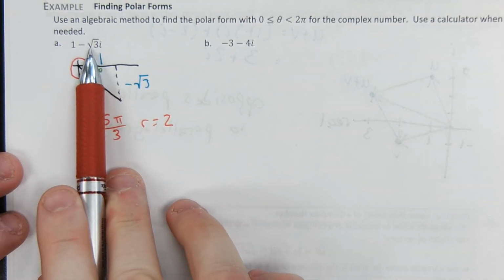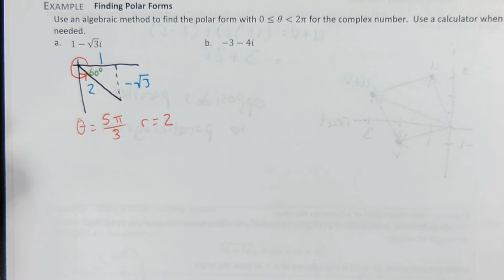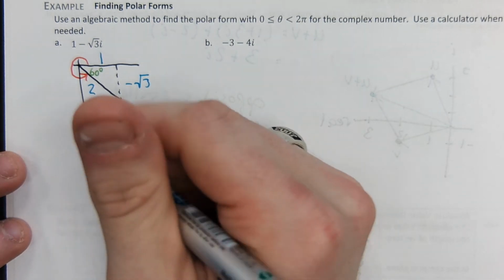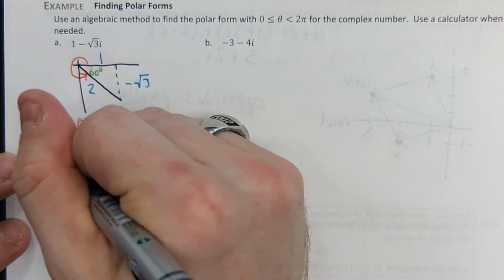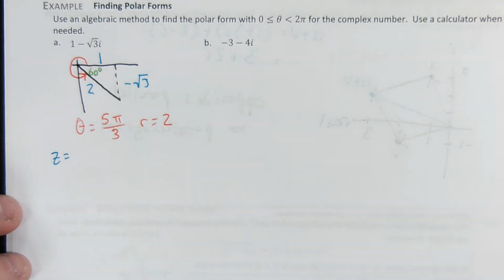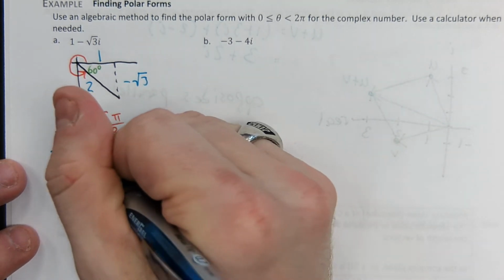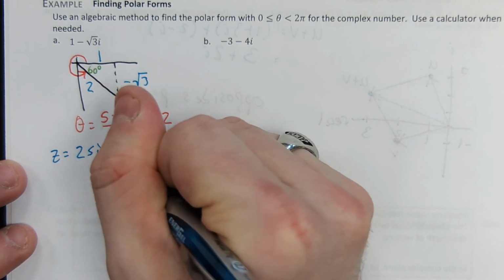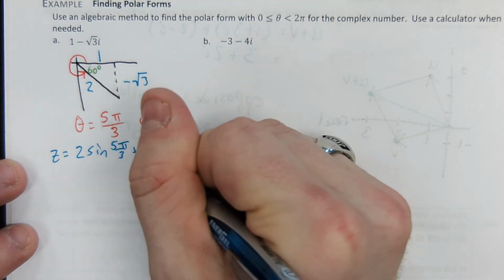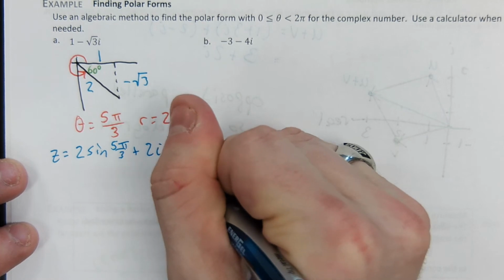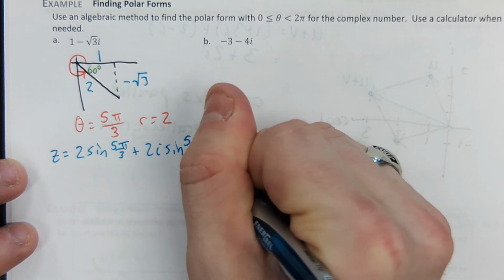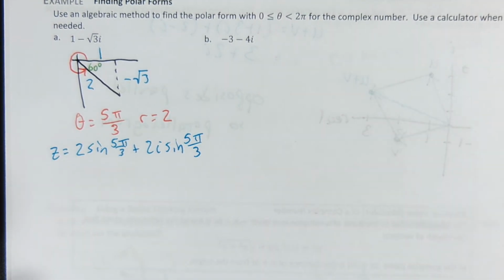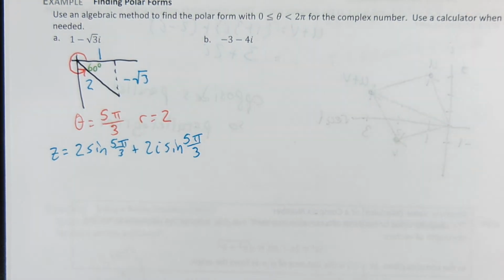This Cartesian form of the complex number can be written in polar form as z equals, and z just means this complex number, r sine theta plus ri sine theta, which is just too darn much to write over and over again when you're working with these things.